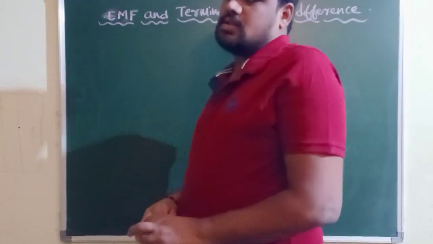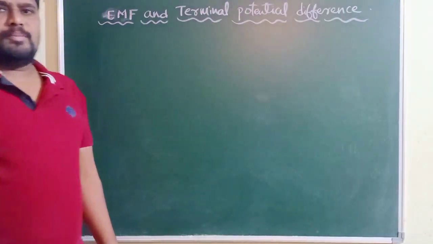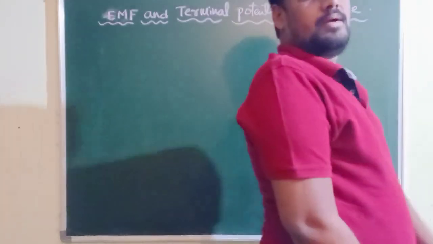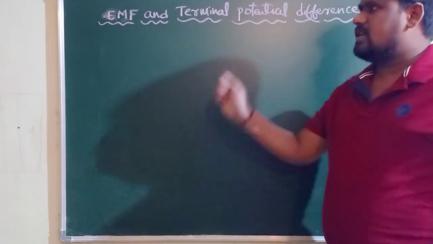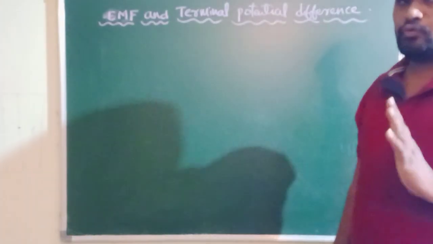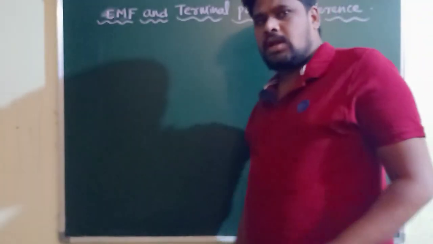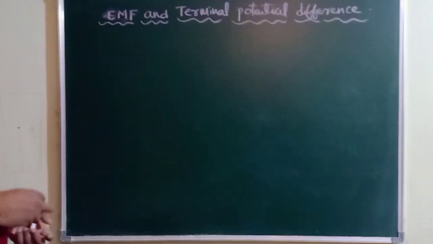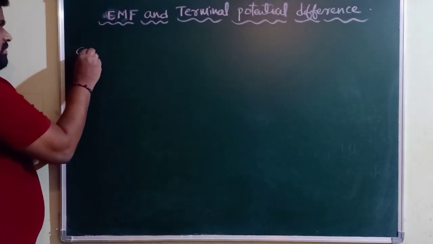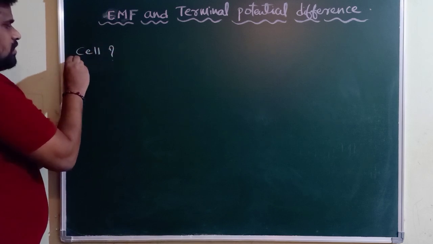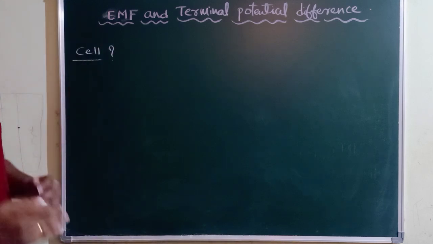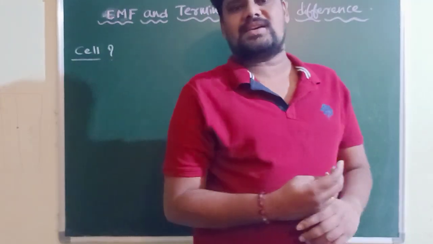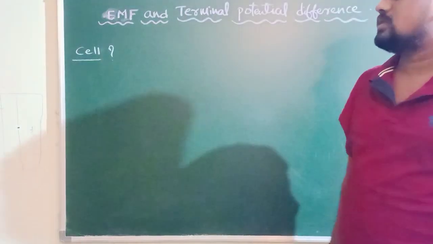In this session, let us try to understand the meaning of EMF and terminal potential difference of a cell. We are going to discuss EMF, that is called electromotive force, and terminal potential difference of a device called a cell. So let us try to understand the meaning of cell here. What is the meaning of cell? Cell is called an energy source. Which energy source? The cell is called an electrical energy source.